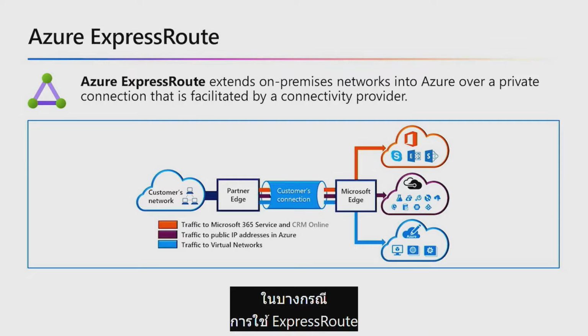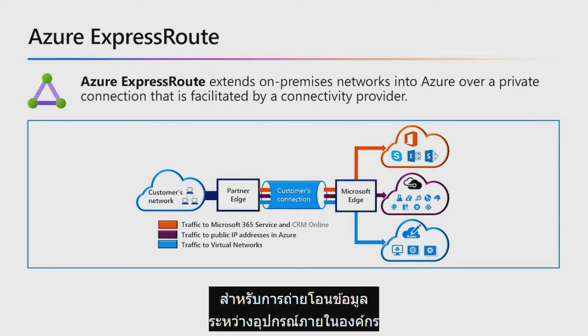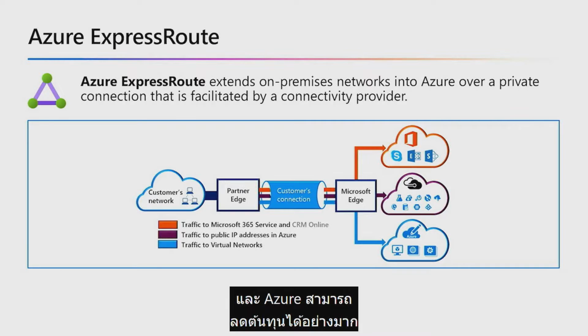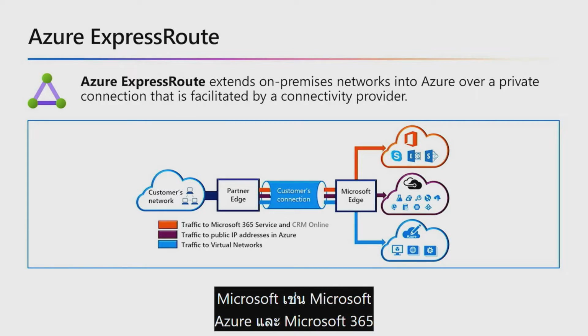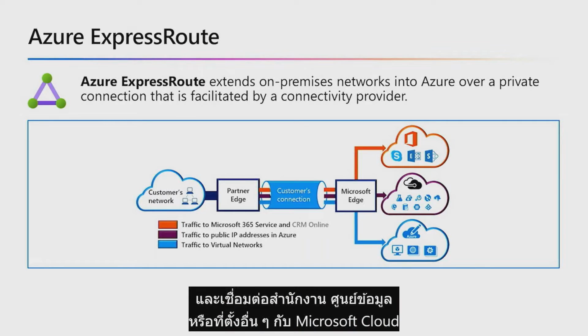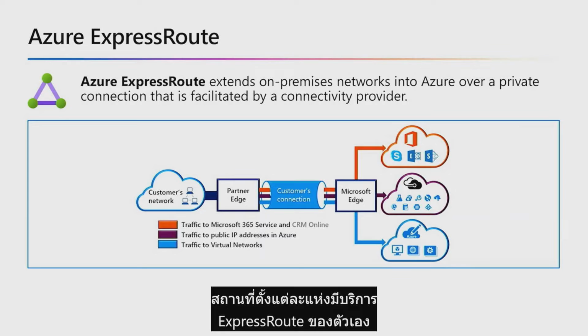In some cases, using ExpressRoute for data transfer between on-premises devices and Azure can significantly reduce costs. ExpressRoute enables connection to Microsoft Cloud services, such as Microsoft Azure and Microsoft 365, and connects offices, data centers, or other locations to the Microsoft Cloud. Each location has its own ExpressRoute service.